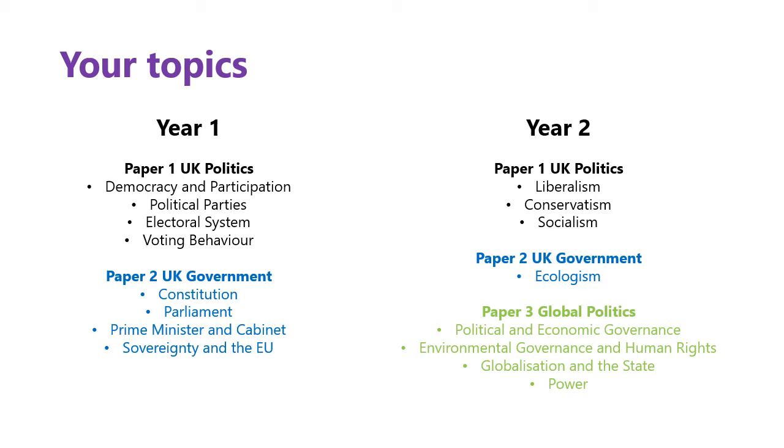In our second year, we start to take a little bit more of an international and ideological approach, because in our second year we return to Paper 1, but this time looking at the core ideologies that have shaped our understanding of politics and the world in which we live in today. We look at liberalism, conservatism, socialism, focusing on core thinkers, core principles and key tensions within each group. On Paper 2 we look at ecologism, a highly relevant concept considering the environmental protests that are going on in Western societies at the moment.